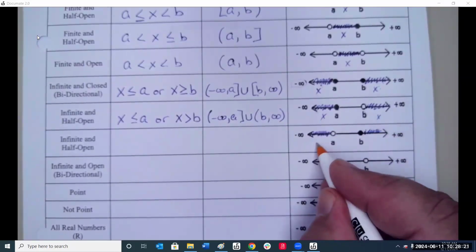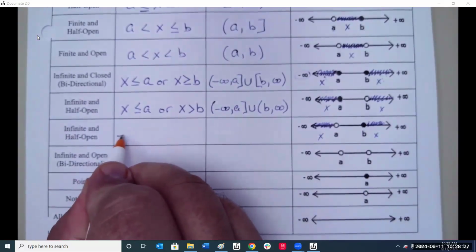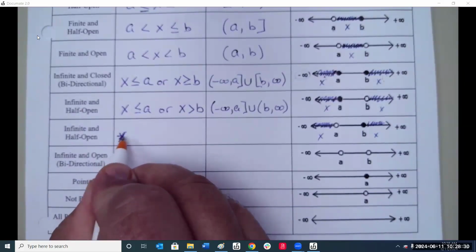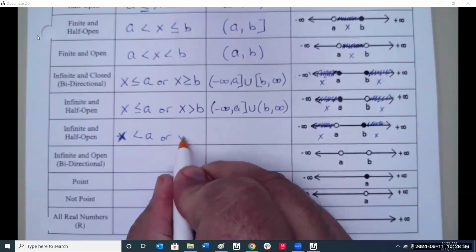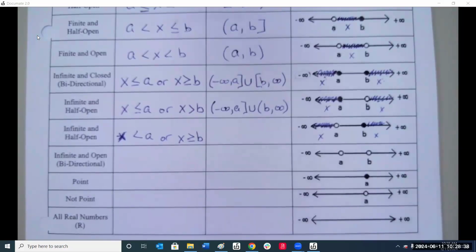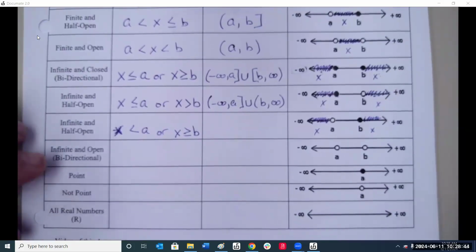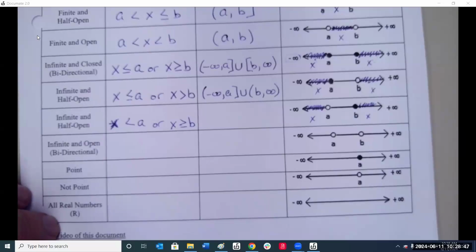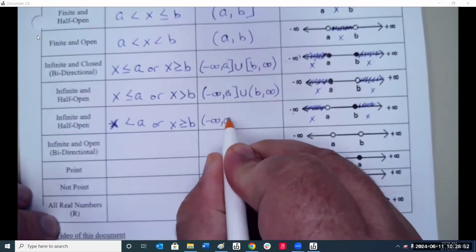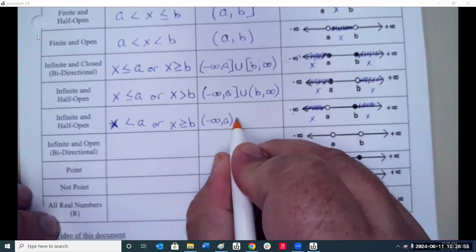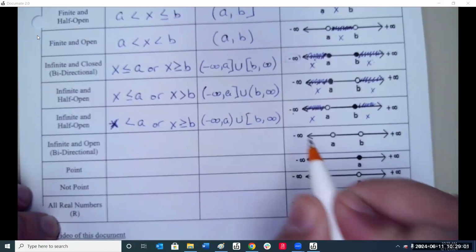They're my x's. It goes from x is less than a, or x is greater than or equal to b. Goes from negative infinity to a. It's a parenthesis because it's not used. Union, bracket, b to infinity.